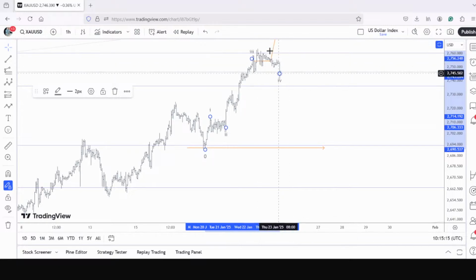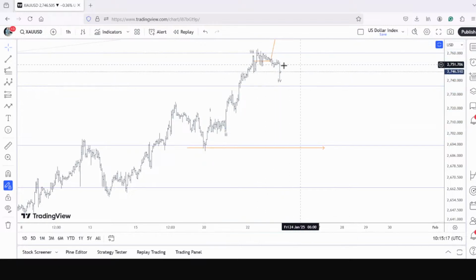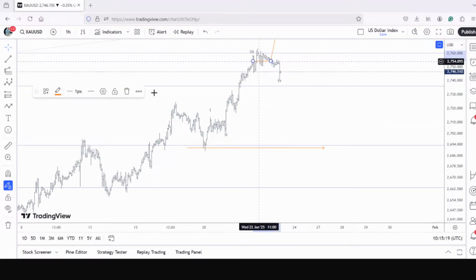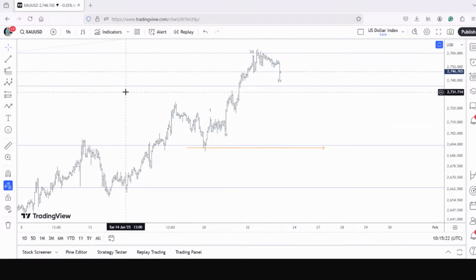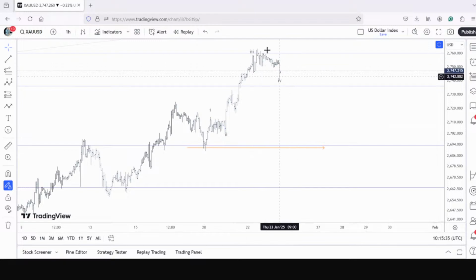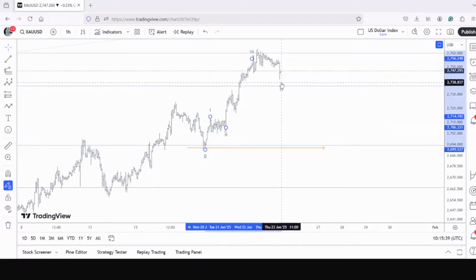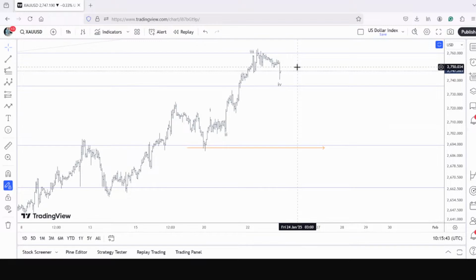It is not an impulse, but it is a diagonal. And that is absolutely okay for the wave C to complete. Now let's confirm both ways. One is the expanded flat structure. This expanded flat is A, B, and C. So I'm eventually convinced that the expanded flat is over, and according to the waves, the wave 4 is also over. Let us double check now.